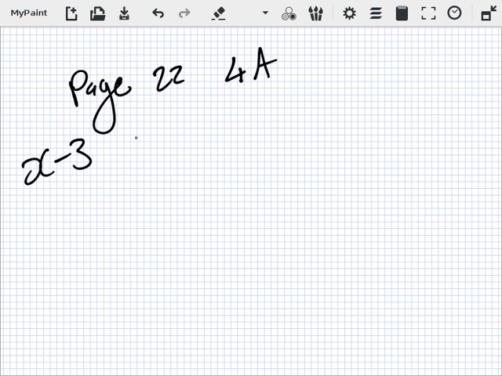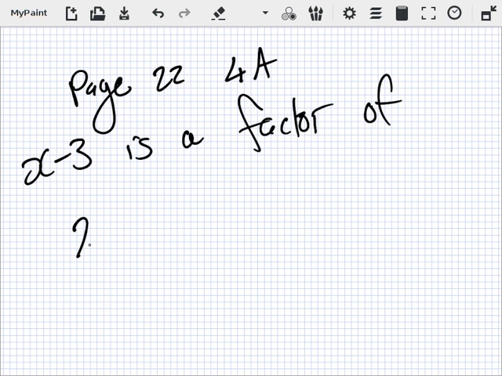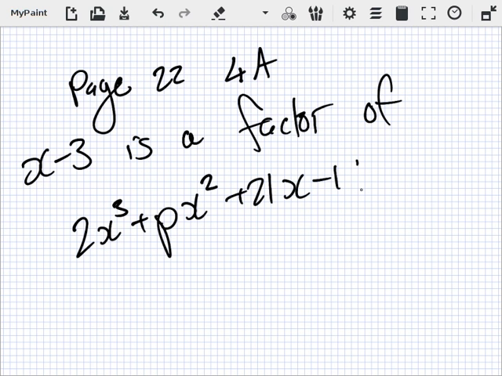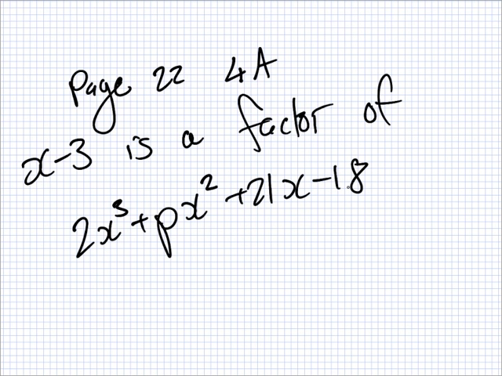X minus 3 is a factor of 2x cubed plus px squared plus 21x minus 18. I need to find the p. Okay, so Ray, would you know what to do here by any chance? So I need to figure out what the p is, and I'm told x minus 3 is a factor.